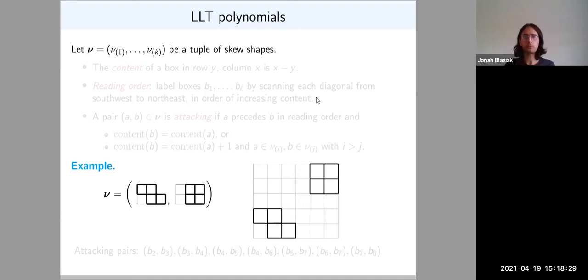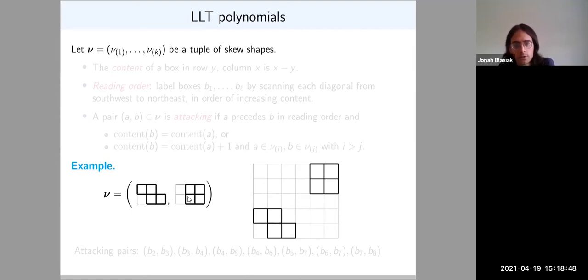Okay, so first of all, let's take our tuple of skew shapes. Okay, this is our example. And these grayed out squares are the ones that are not in our skew shape. They're in the lambda over mu. This part is the mu.